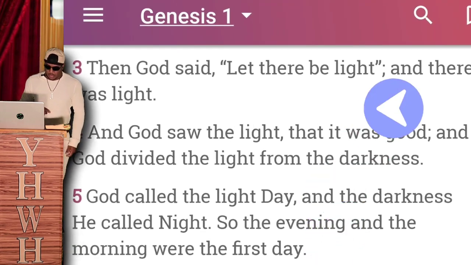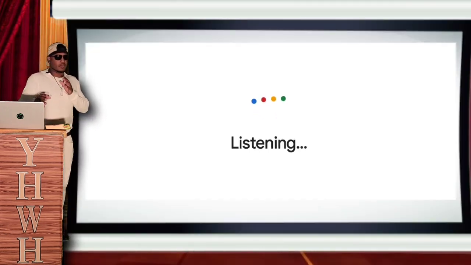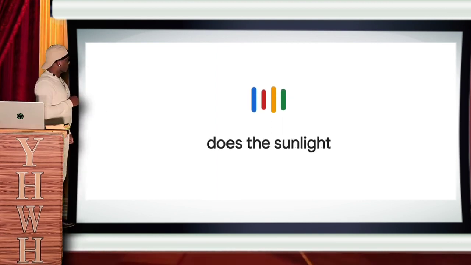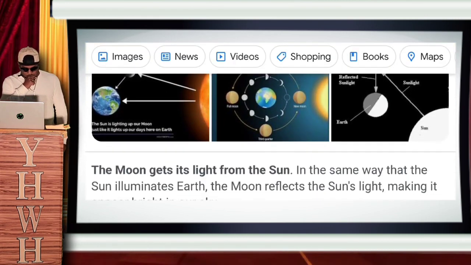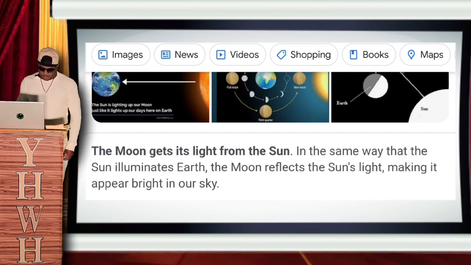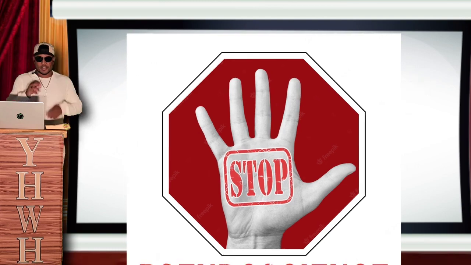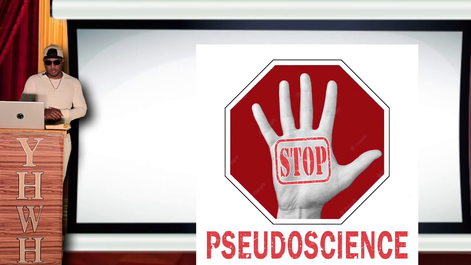Now, what does mainstream say about light and the sun and the moon as light sources? Does the sun light up the moon? According to Lunar and Planetary Institute, in the same way that the sun illuminates Earth, the moon reflects the sun's light, making it appear bright in our sky. You see, this mainstream science is going directly against scripture.